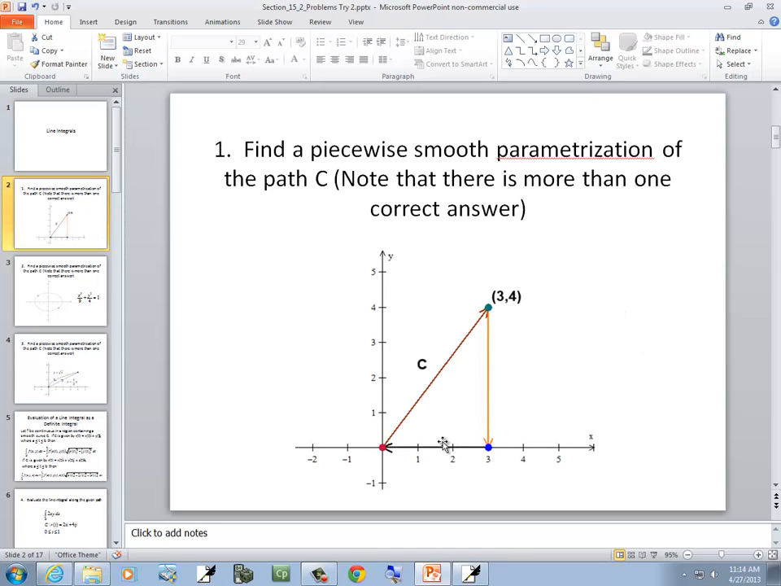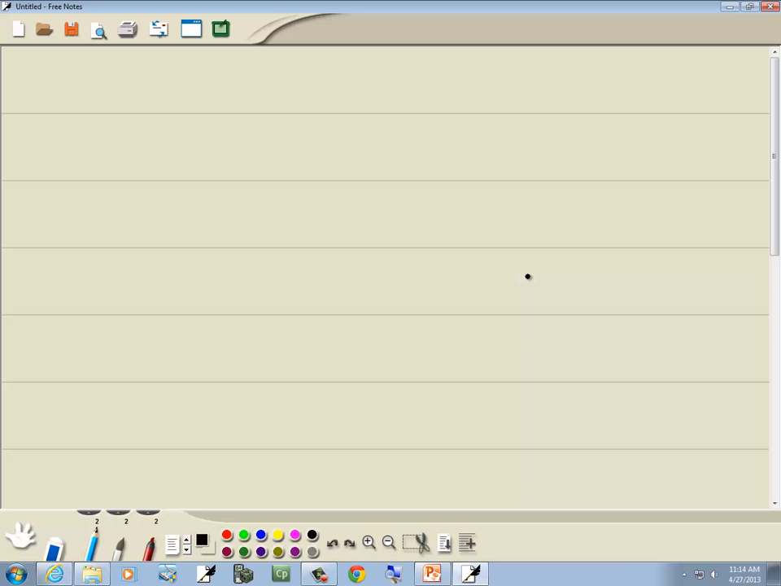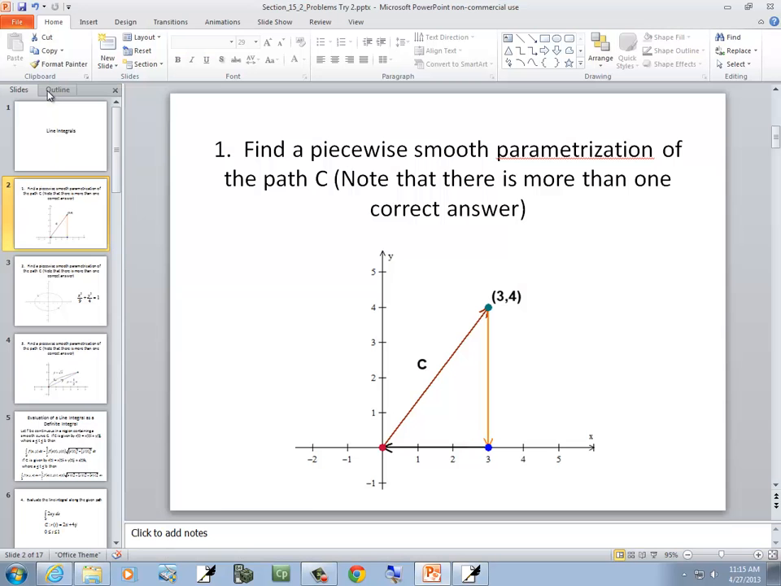Now these first problems, we're given a path C, and we want to find a piecewise smooth parameterization of it. And note there's more than one correct answer. More than one way to do this. So let's look at our first problem here. These are kind of challenging. Remember piecewise functions from college algebra? Same idea, somewhat. Okay, our first, and we follow the arrows.